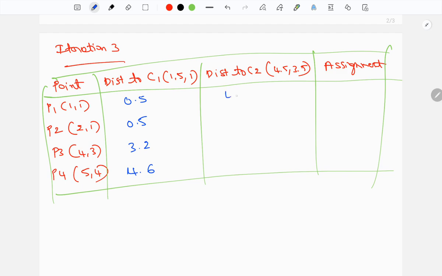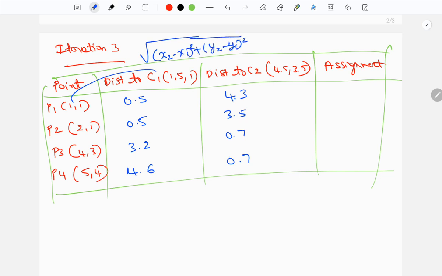And similarly you have 4.3, and this is 3.5, and this is 0.7, and this is 0.7. Same way, you have to consider the Euclidean distance between these two data points. So Euclidean distance formula is square root of x2 minus x1 whole square plus y2 minus y1 whole square.